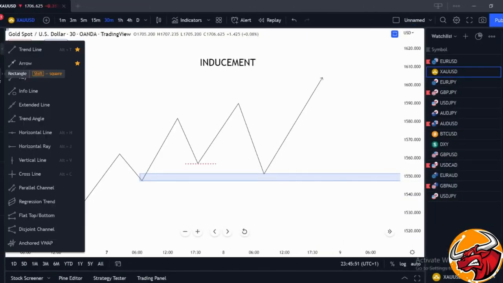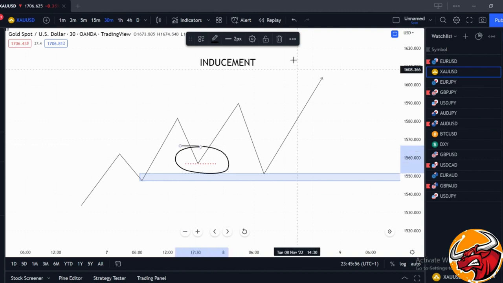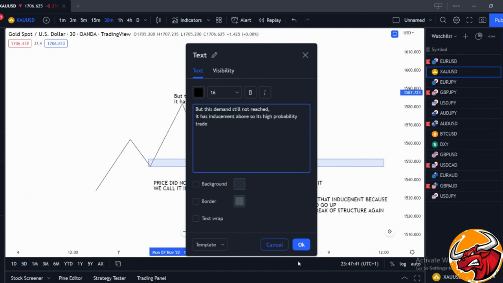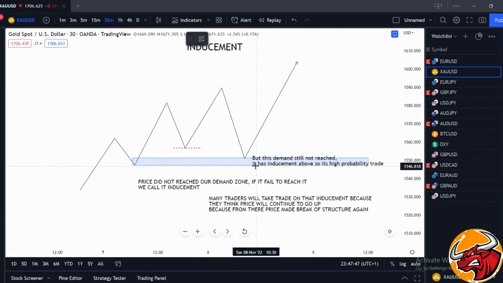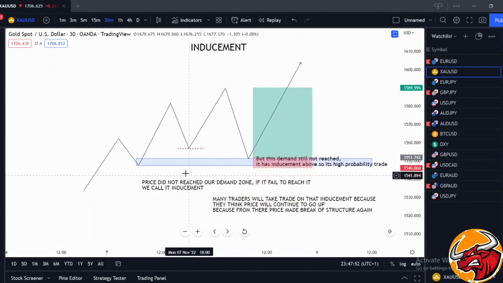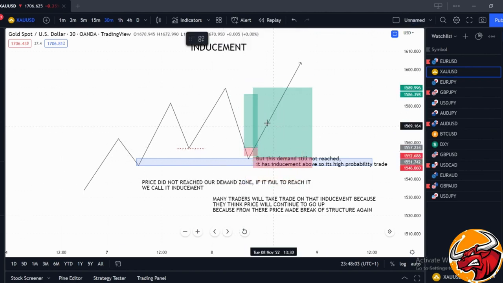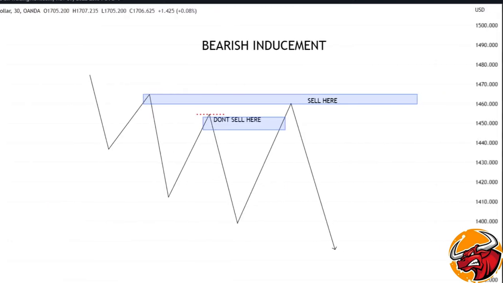Inducement. Inducement is created when price fails to test our zone. If price breaks the structure again, kindly wait for a demand or supply which is not yet tested. This is a bearish inducement example.